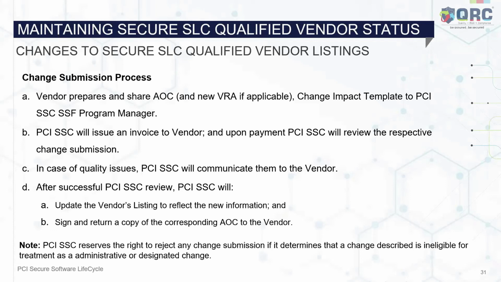PCI SSC will issue an invoice to the vendor. The vendor needs to make the payment. After the payment is done, PCI SSC will review and communicate to the vendor that they have accepted these changes, and after the changes have been made, the updates will be reflected on the website of the council. The corresponding AOC will be signed and shared back with the vendor.